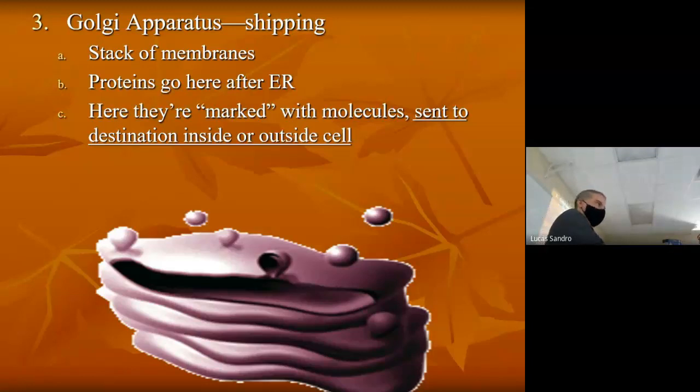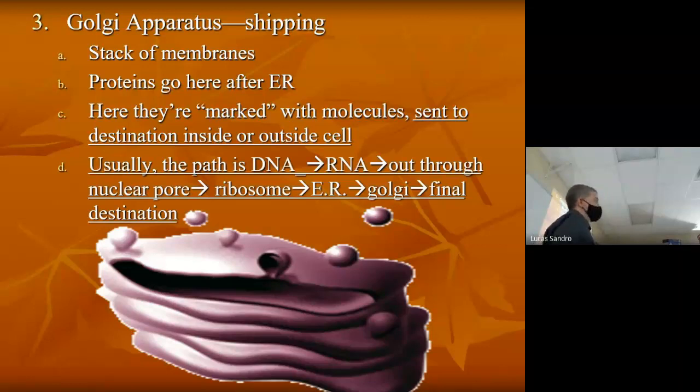So if we were tracking a protein as it gets made and modified and moved, the typical flowchart would look like this. DNA code to RNA code, out through the nuclear pore to the ribosome. Protein gets made and dumped to the ER, then to the Golgi, and then to wherever it's going. That's the typical path. So that's the kind of complicated part. You're done with the hard part. Okay, if you understand that flow, you're good. The rest is just side trips.